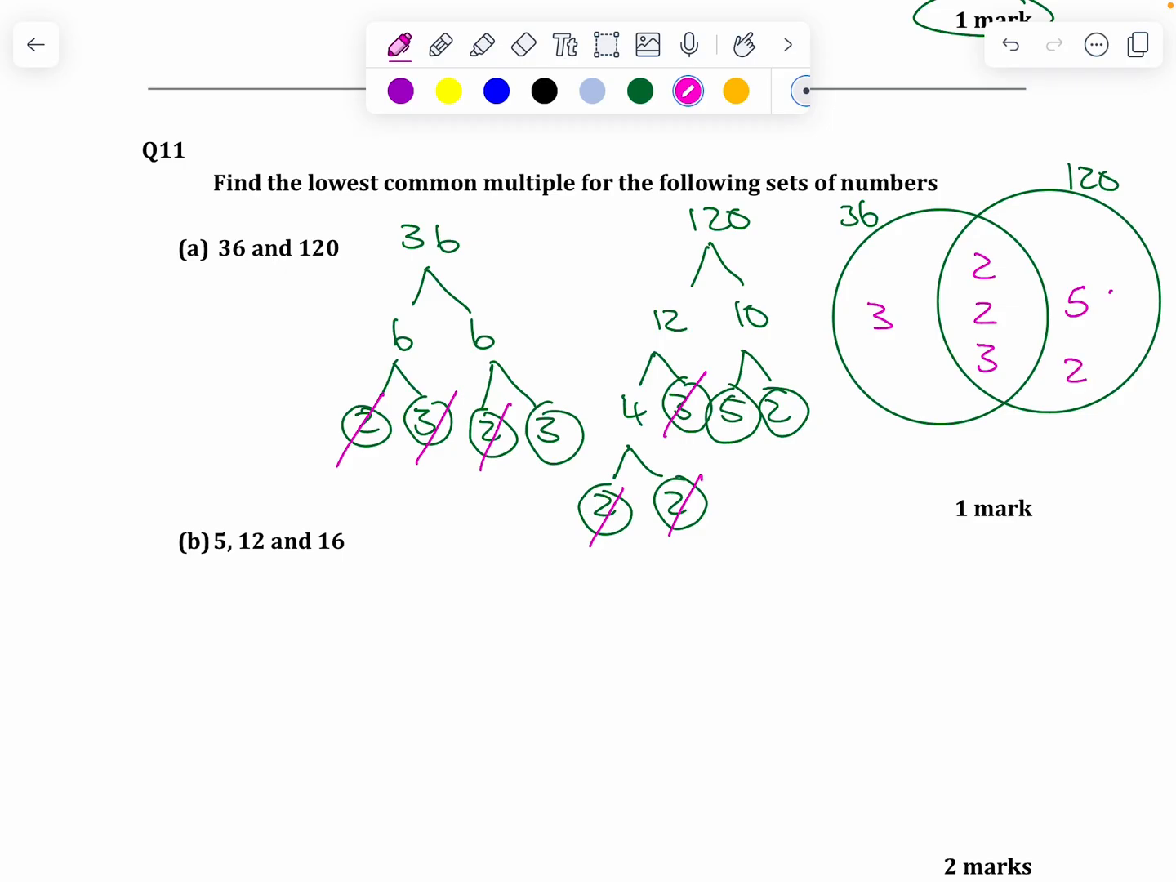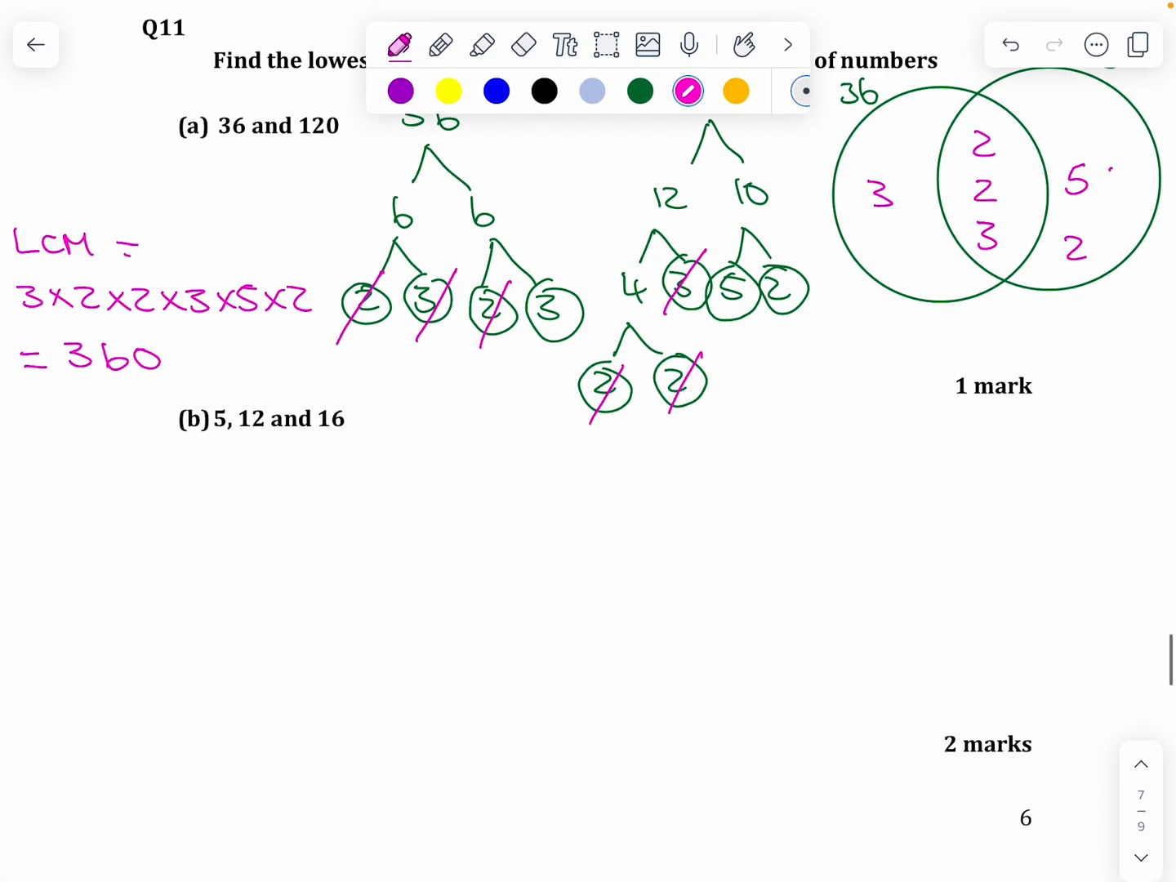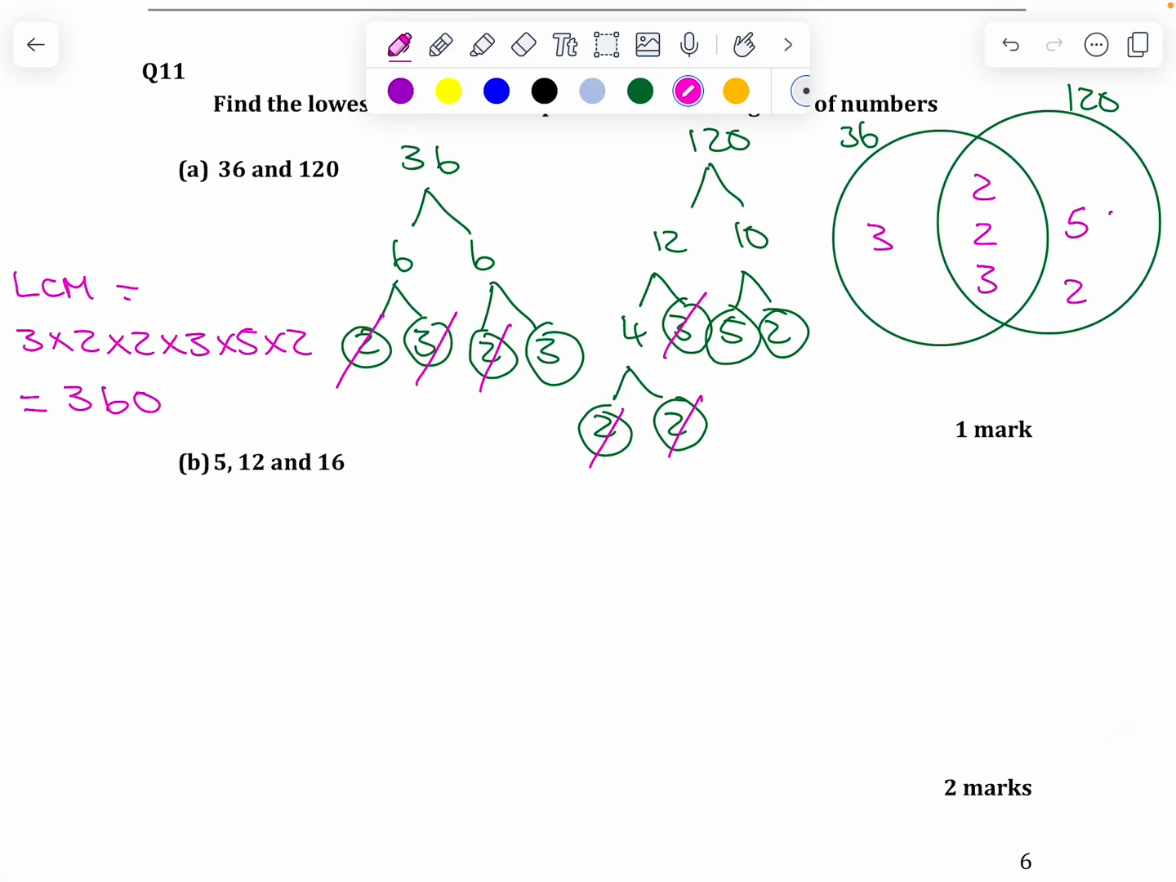Okay. Now remember, the lowest common multiple, you multiply all the numbers in the Venn diagram, not just the middle this time. So to find the LCM, we're going to multiply 3 times 2 times 2 times 3 times 5 times 2. So I'm going to multiply all of it, and that gives me 360. So the LCM is 360, and you would have got the same if you had written the 36 times table and the 120 times table.